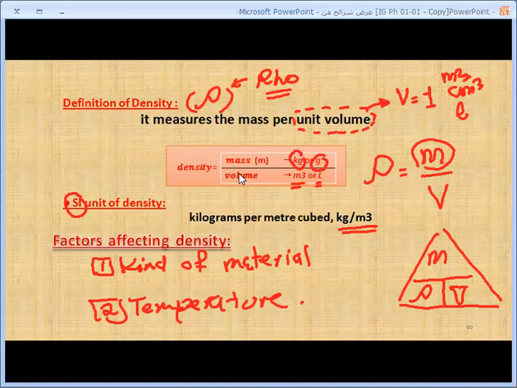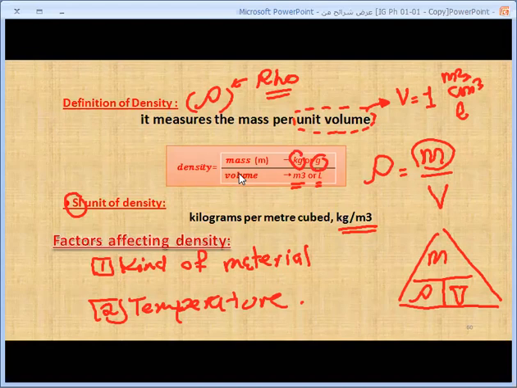Now, if I have a drop of water, what is its density? It's 1 gram per cubic centimeter. If I had a container of water, what is its density? It's 1 gram per cubic centimeter. So this is water and this is water.